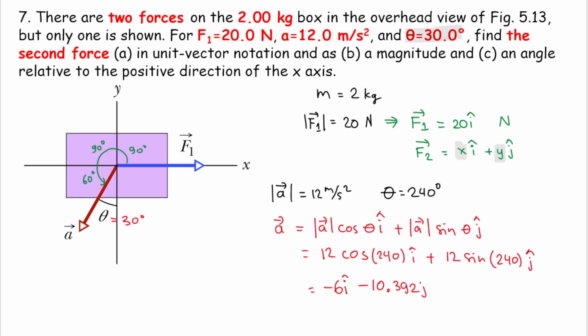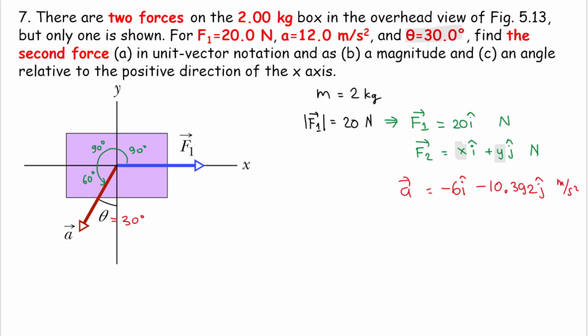Okay, and that will be on the j axis. Good. So now we have the acceleration here in the unit vector notation. We have two important values here. So let's clean this up and do the real thing.